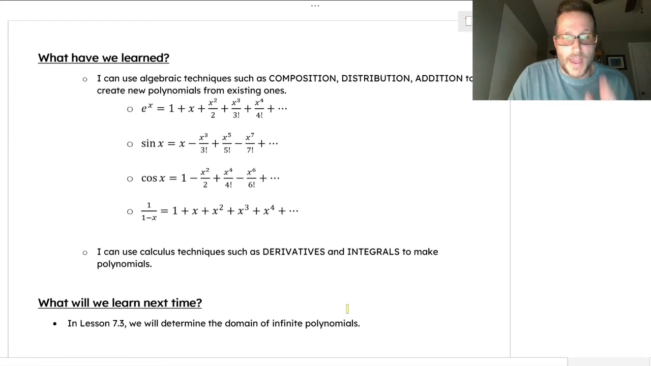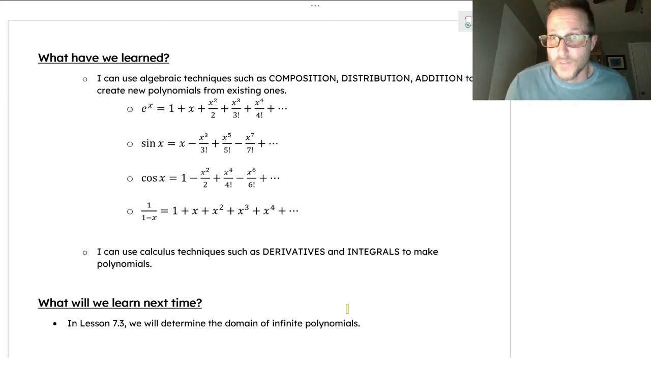Now, that does it for this lesson. Next time we're going to talk about something called an interval of convergence. Get ready for that. It's going to be a good time. We're going to bring back the ratio test.